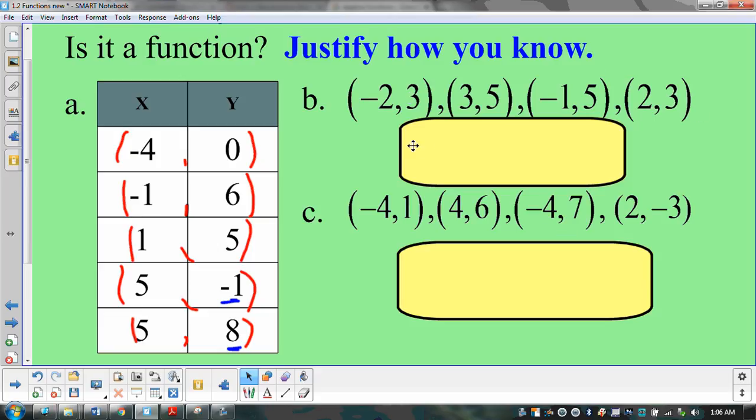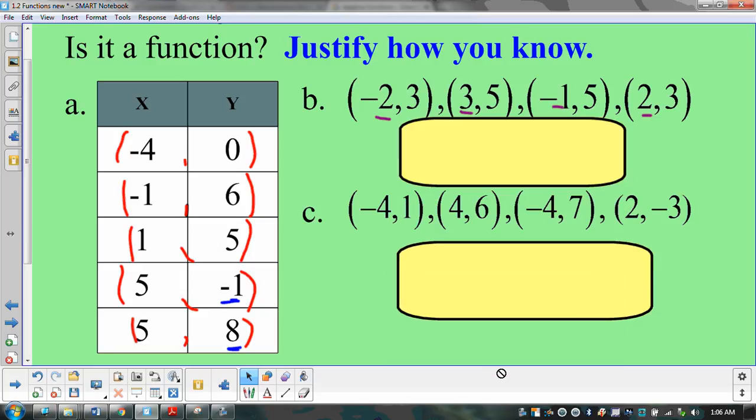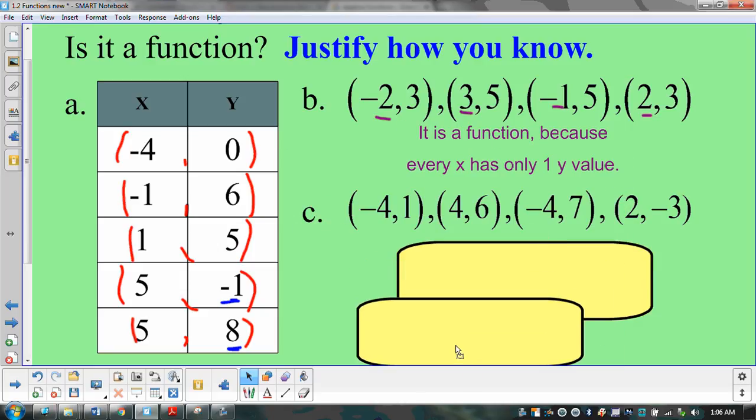So ask yourself, when x is -2, what is y? 3. When x is 3, y is 5. When x is -1, y is 5. Yes, the 5s did repeat, but they're in the y places. That's okay. Every one of these x's is different: -2, 3, -1, 2. They are all unique and different. Yes, it is a function because every x had only one y.